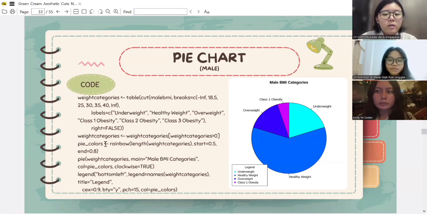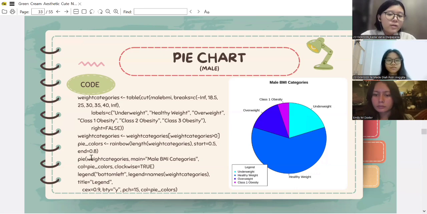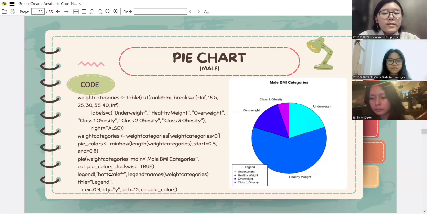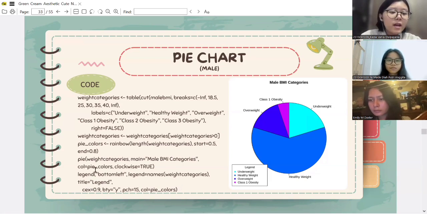We can create a color palette. This line generates a color vector with exactly 1 color per BMI category. Start and end restrict the rainbow to be around the blue colors. The pie function in R is used to create a pie chart. We use weight categories as numeric frequencies that determine the sizes of each slice. And we set the main title as male BMI categories. The color equals pie colors, and clockwise equals TRUE. The clockwise equals TRUE means the slices are drawn clockwise.